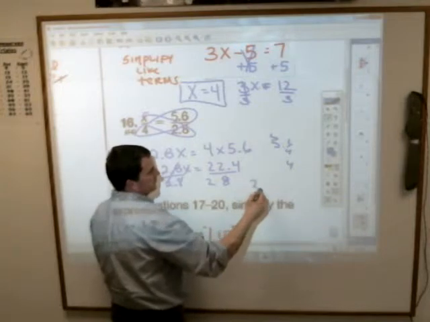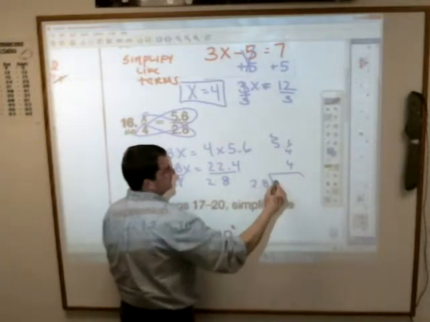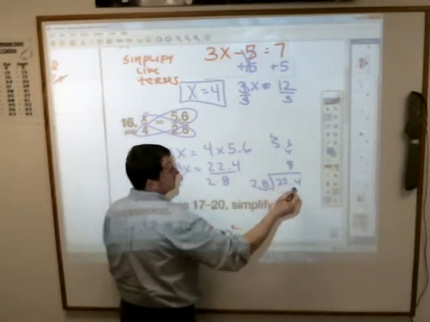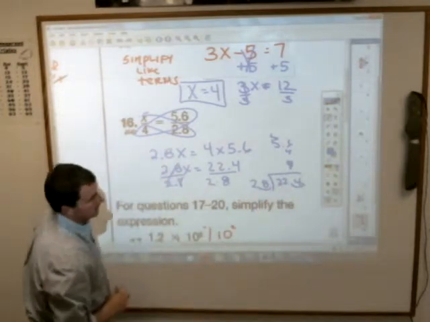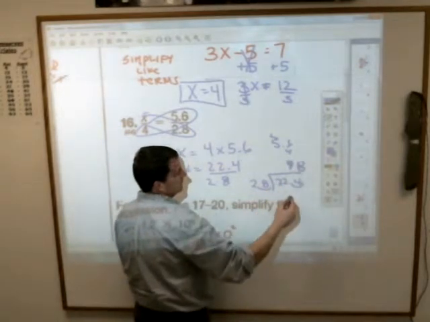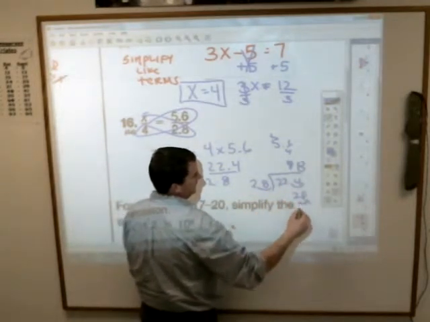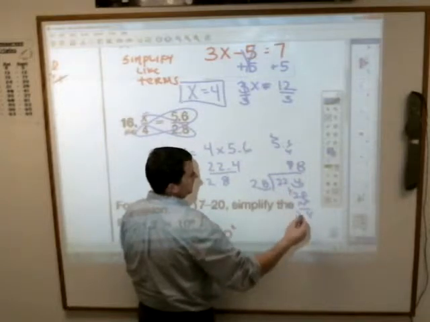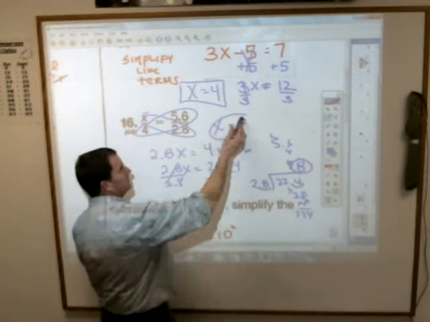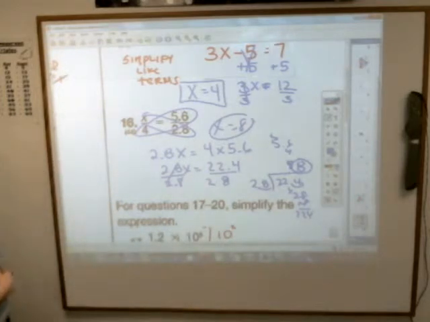I'm actually going to do this out. 2.8 divided into 22.4. Move the decimal over, move the decimal over. And I'm going to guess 8 is the answer. 28 times 8 is 22.4. So x equals 8.